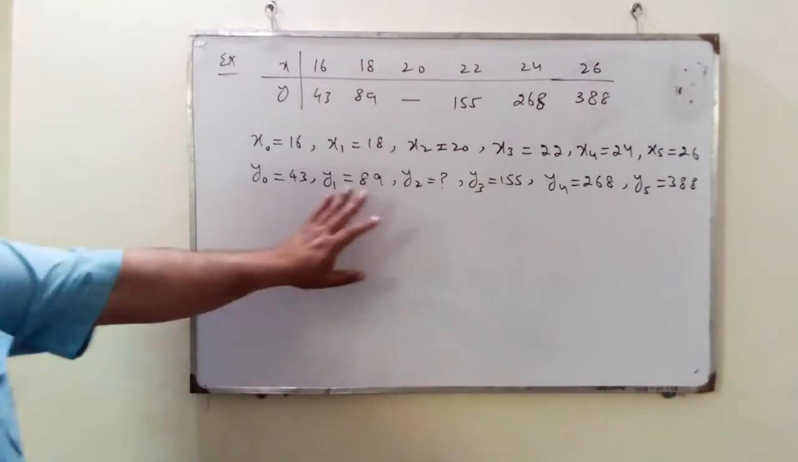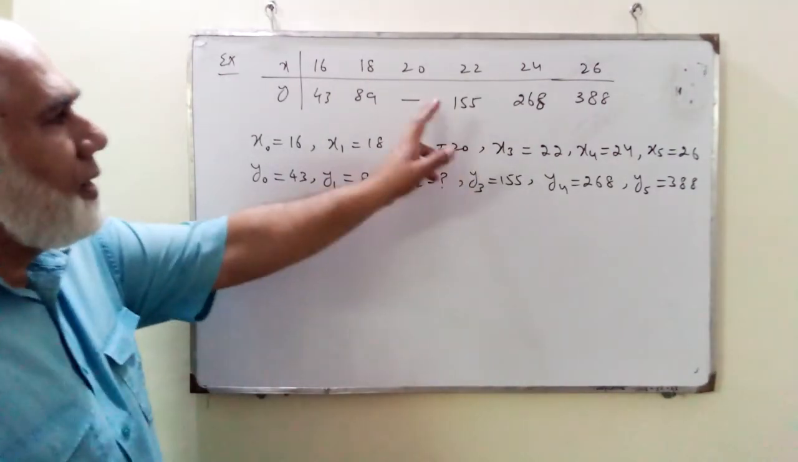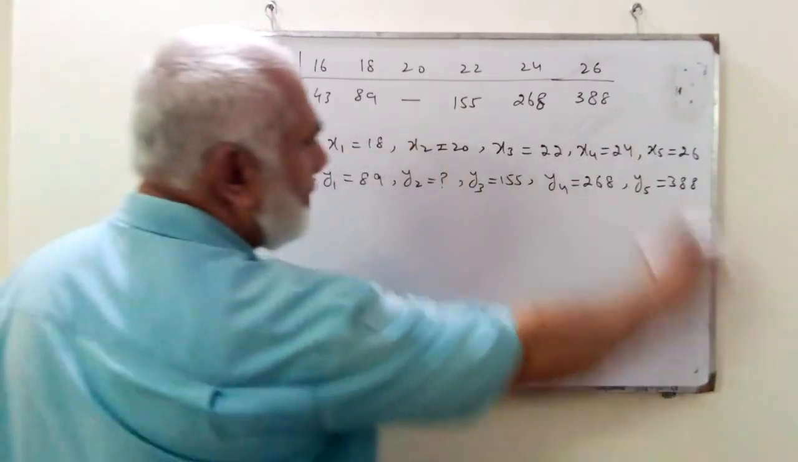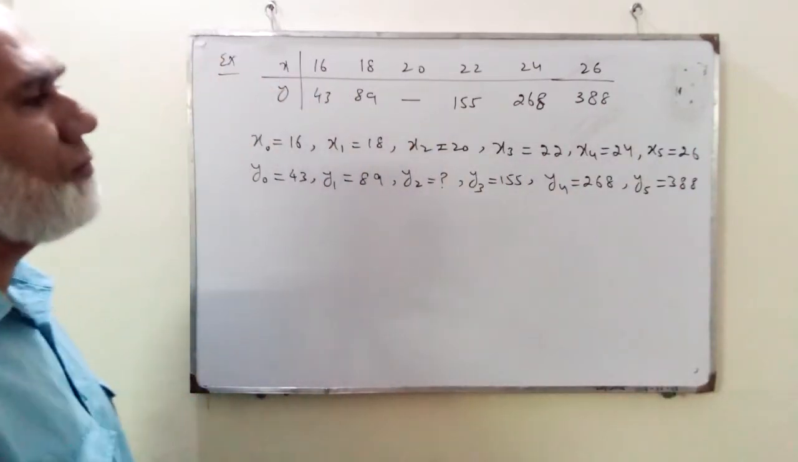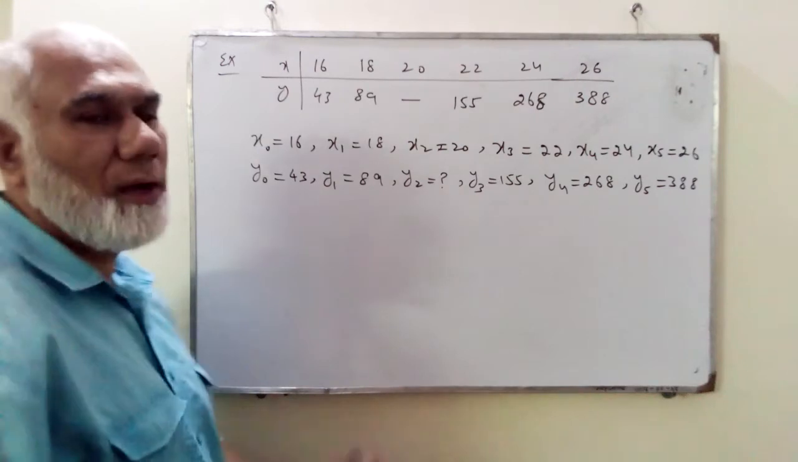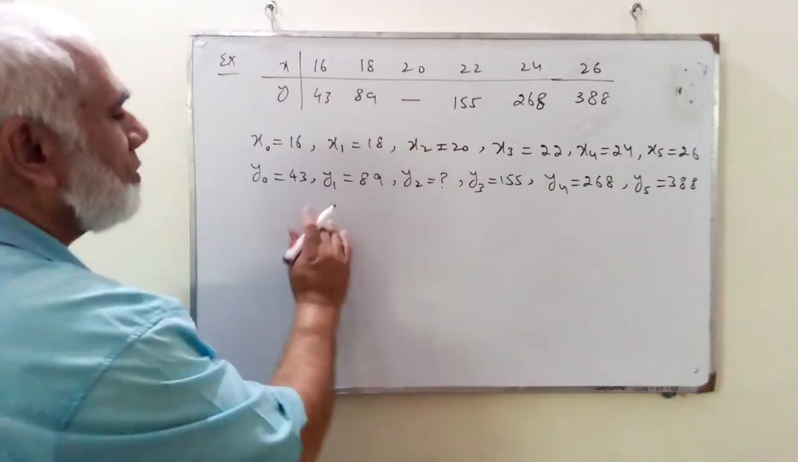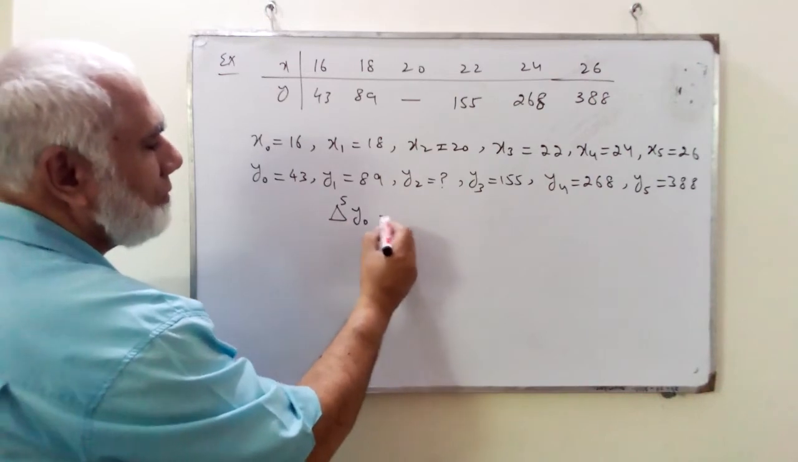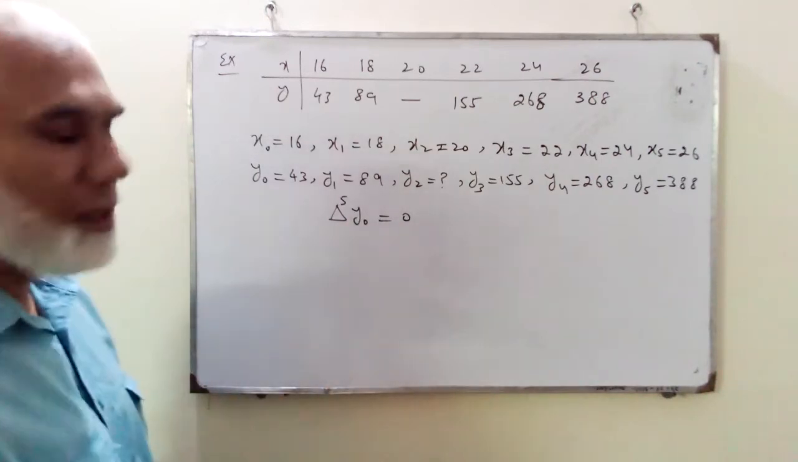Now we have to make use of these values in order to find out this missing term. As I told you, we are given up to 5 values, so we can approximate y up to a fourth order polynomial. So the fifth order difference, I am putting equal to 0.